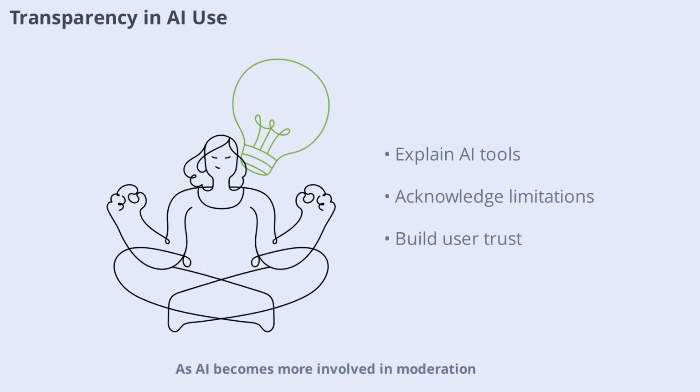As AI becomes more involved in moderation, transparency about its use is essential. Platforms should explain how AI tools work, their limitations, and how decisions are made. This openness builds user trust and helps manage expectations about automated moderation.